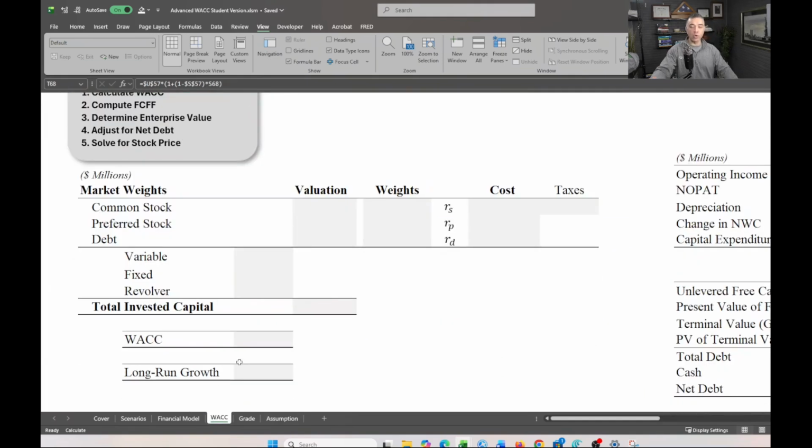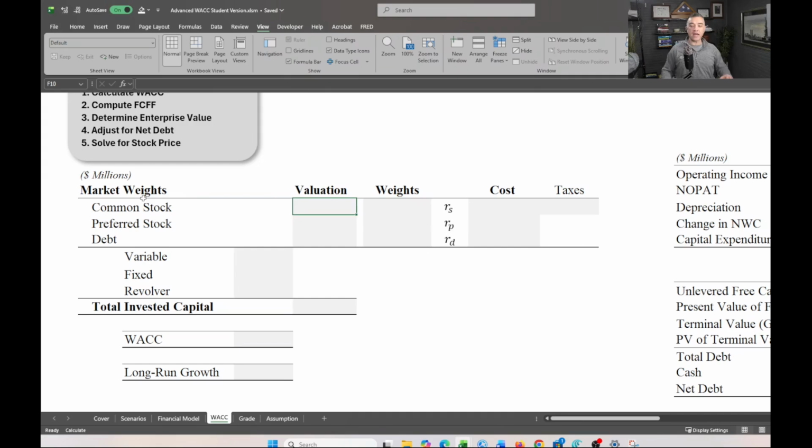So the first thing we want to do is figure out what the weights of the company are. How much of the capital structure is equity, preferred stock, and debt. So this is what we want to calculate here. The first thing we're looking at is the valuation of equity. Now, this can be a bit easier than the other ones.